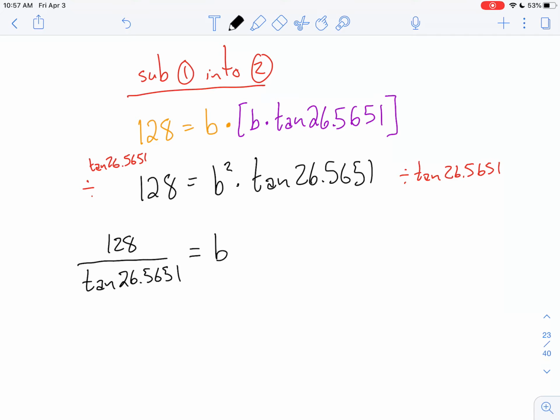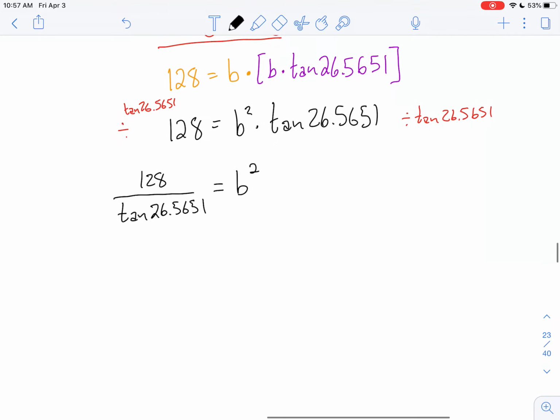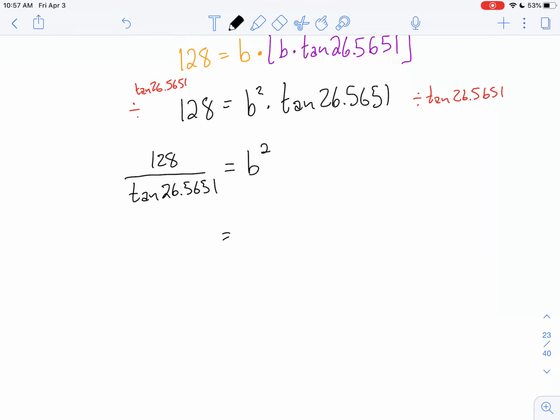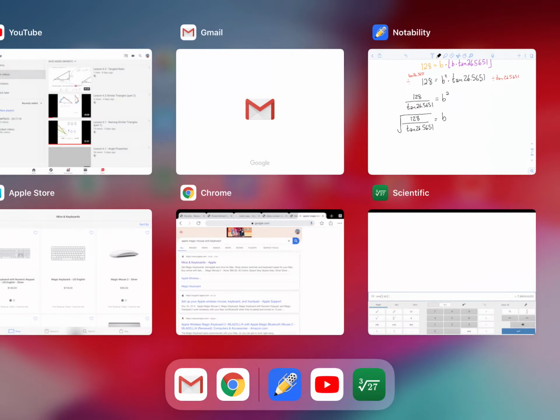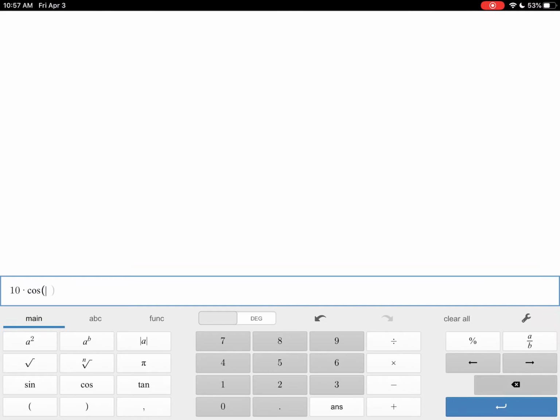And if I want to solve for just b, oh, sorry, that should be b squared. Can't lose that squared. If I want to solve for just b, I'm going to have to take the square root of all that. So the square root of 128 divided by tan 26.5651. That is what we're going to have to type into your calculator. So hopefully I can remember that as I switch over to my calculator.